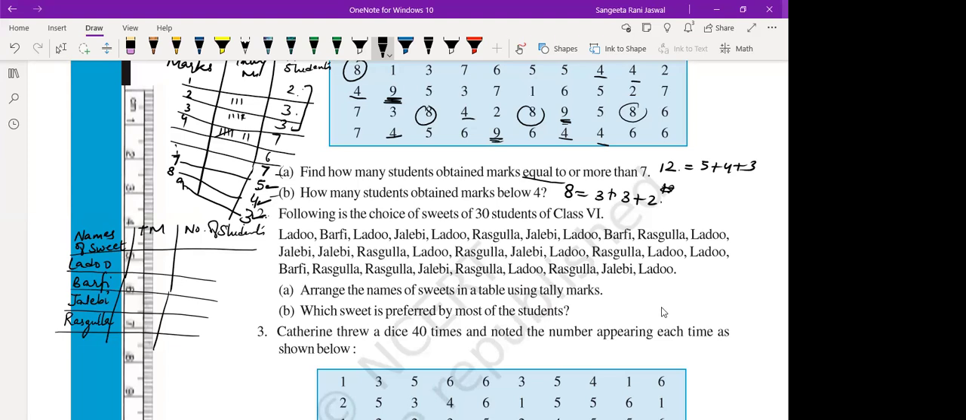Mom, done, mom, table. Okay. Let everyone do.